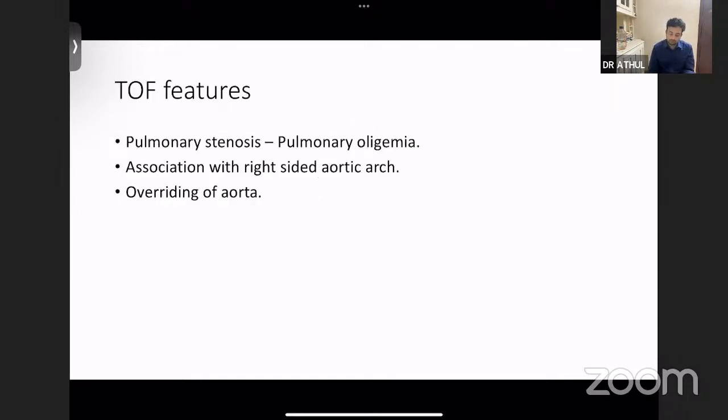What happens in tetralogy of Fallot is there will be pulmonary stenosis. So it will result in pulmonary oligemia. And most of the times the aortic arch will be right-sided and there will be overriding of the aorta. All these are the points you should revise.